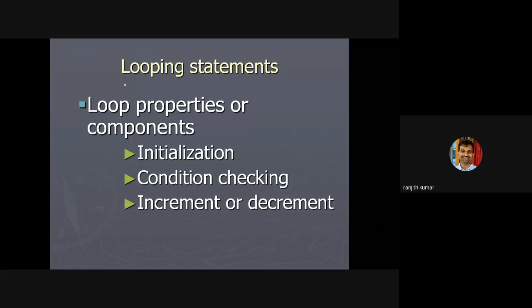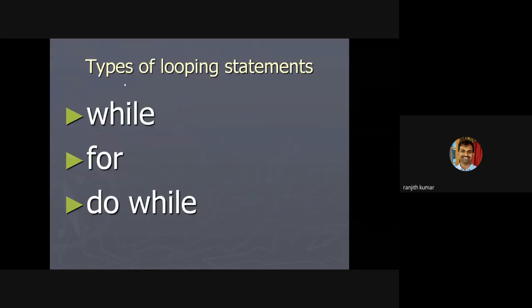Initialization means the beginning point of the loop. Condition checking means let's check whether it is true or false. And increment decrement means go to the next step. So by doing all these three activities, we have three looping statements. Why are looping statements used? Whenever you want to repeat a job again and again, instead of writing the same job that many times, write once and execute n number of times. For that purpose, there are three looping statements available: while loop, for loop, and do while loop.